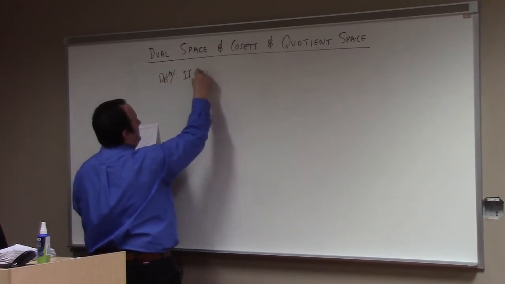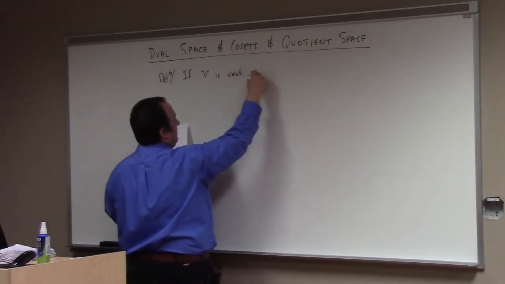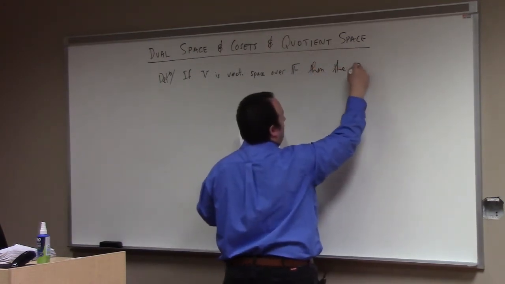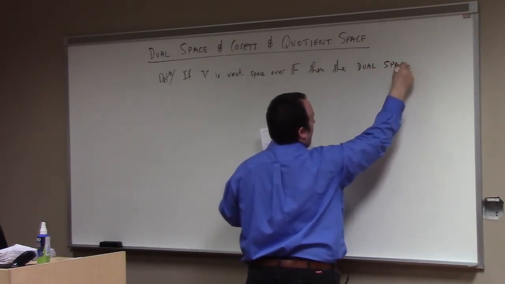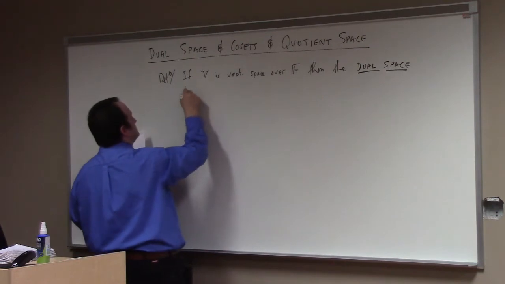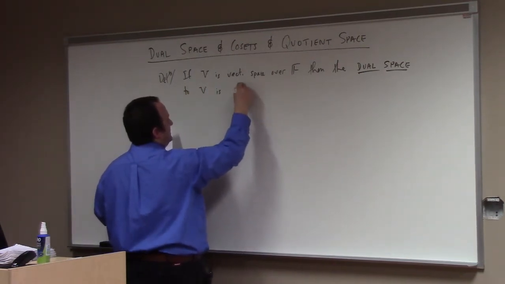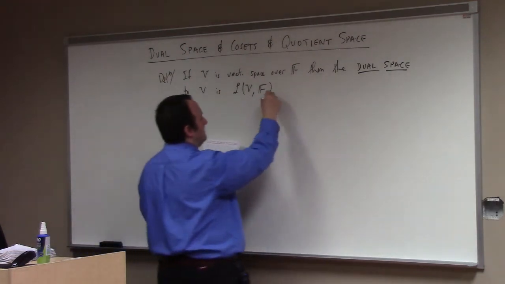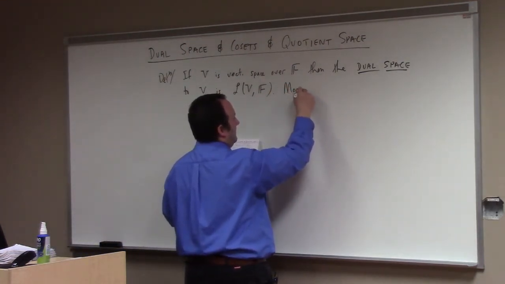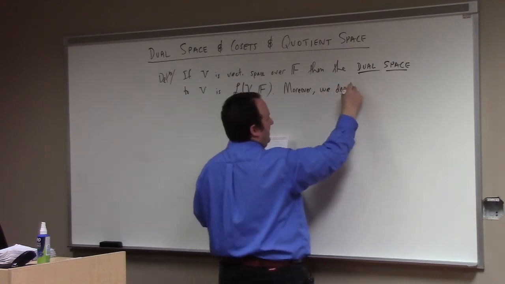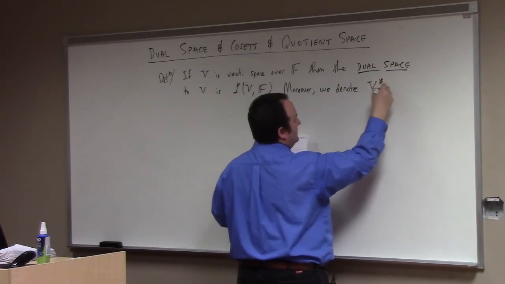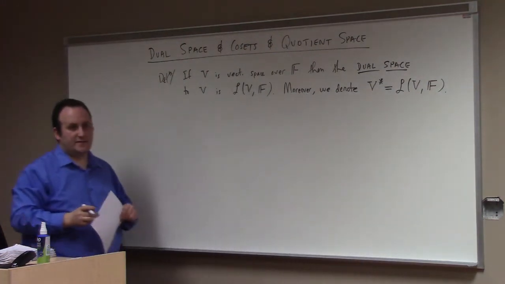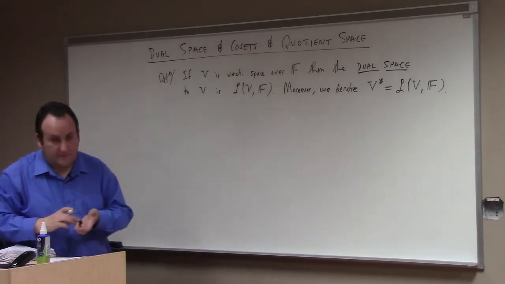If V is a vector space over F, then the dual space to V is the set of linear transformations from V into the field. Moreover, we denote it V upper star, that's V dual, that is this space. Okay, so that's our notation. We get sick of writing the set of linear transformations from V to F, so instead, we'll just say V star. That's what's called the dual space.